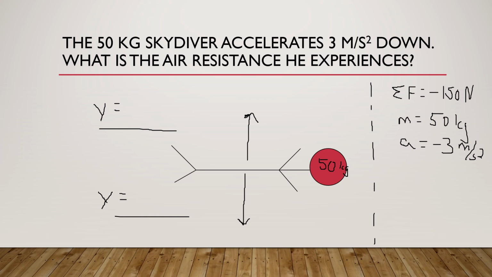Well, how do I get the down arrow? The down arrow is always mass times gravity. The down arrow is always the mass of 50 times gravity, which is 9.8. So we're going to get 490 going down. I'm going to say the y, because it's down, it's negative.